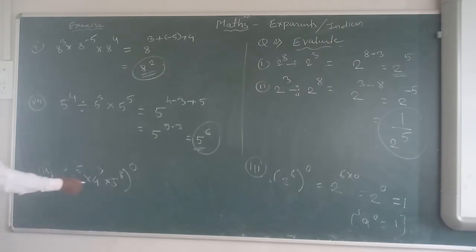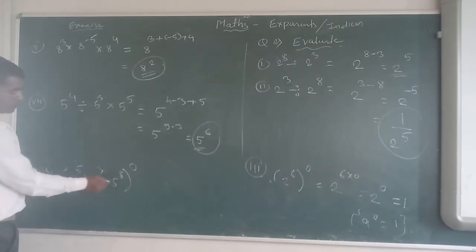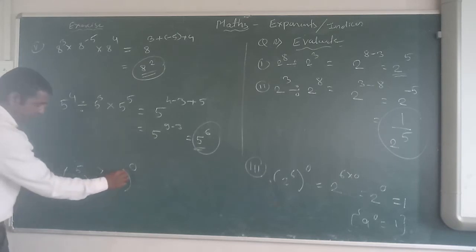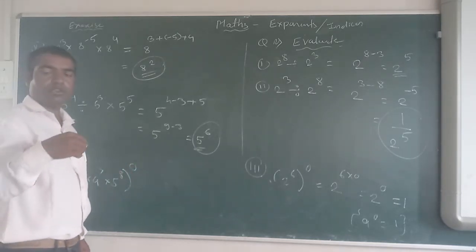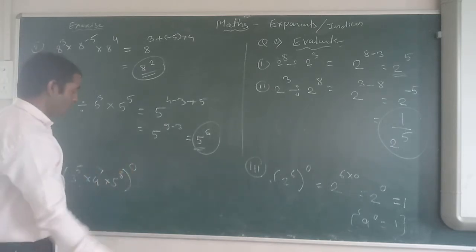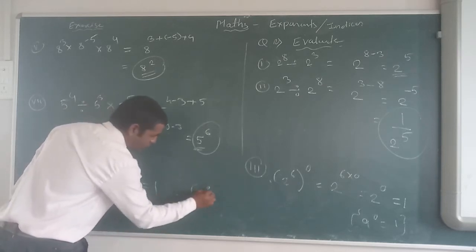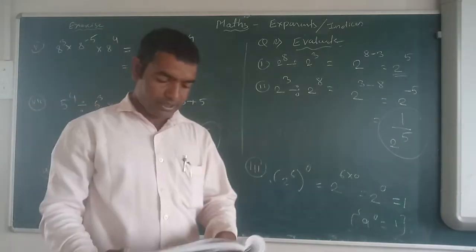See now, 3, 4, 5. That means the base is not similar. The bases are different, and the powers are also different. But see, you have been given the whole bracket, and the whole bracket is raised to 0. Whenever any number or any bracket is raised to 0, we know that the value is 1. So a is equal to 1 because we have already studied that a raised to 0 is equal to 1. Okay, got it now. After that, we will see another problem.